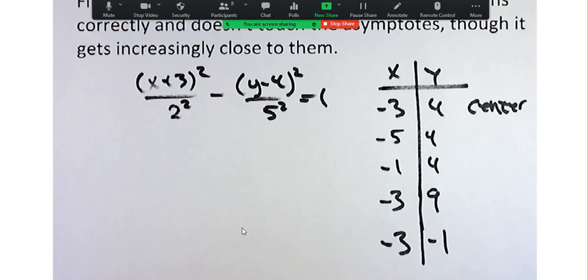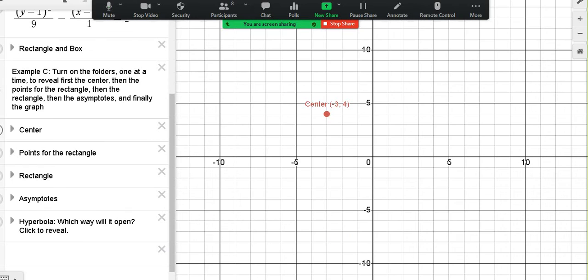So let's see how we did. Got our center. There's our points for the rectangle. And you can click and see all the points that we suggested that we would have.